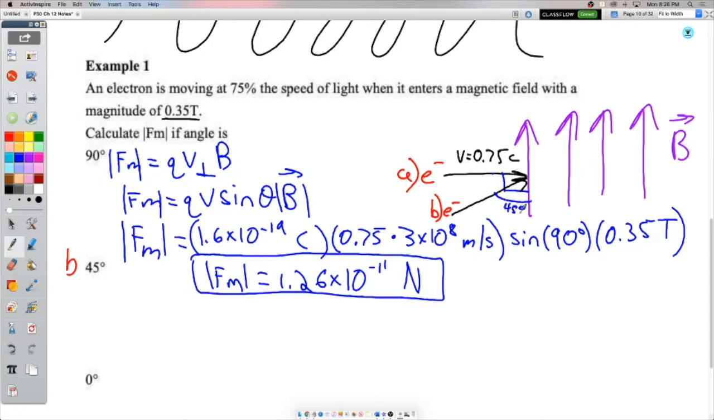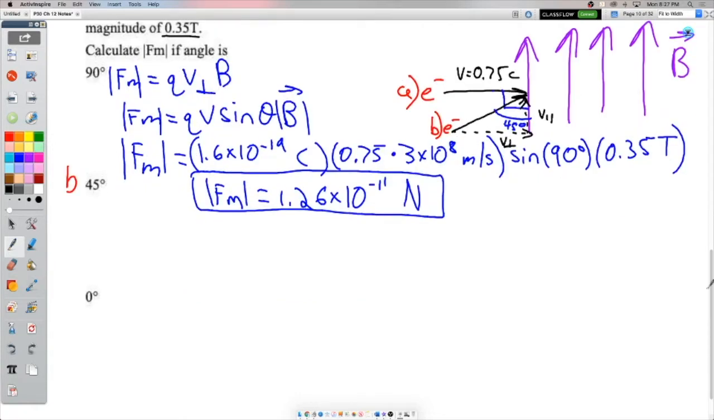Where is the component of its velocity that is perpendicular to the magnetic field? Well, you can probably see it, right? It's not this component. That would be parallel. It's this component. So that is V perpendicular, right? That's V parallel, which counts for nothing. If it enters at 45 degrees, how do we get the force? So again, we're just starting here.